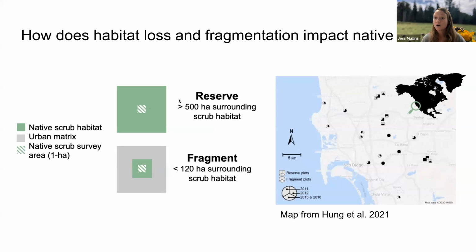There are reserves, which are large areas greater than 500 hectares surrounding scrub habitat, versus fragments, which are areas of the same vegetation type, but smaller, 120 hectares or smaller. And he put 1 hectare survey areas within these fragments and reserves and surveyed them starting in 2011. And he surveyed them again in 2012, 15, and 16. And I surveyed them again last summer. So we have this really nice long-term data set to look at how the bee community is changing over time, and also just to have very solid data year after year showing us the same patterns.